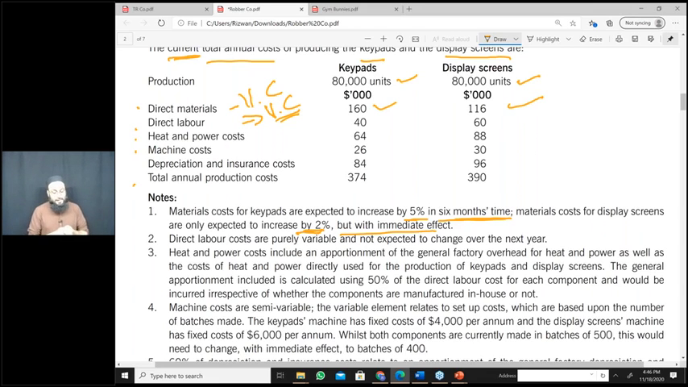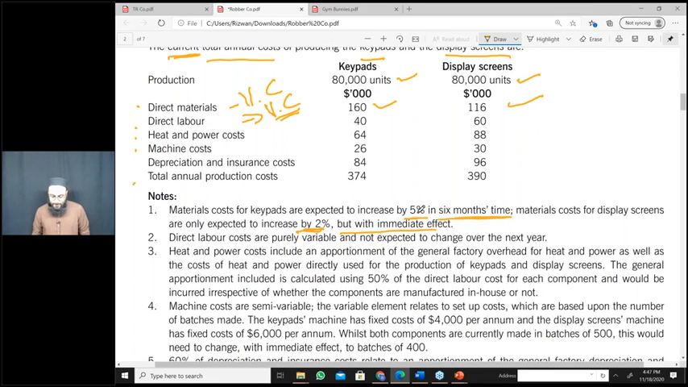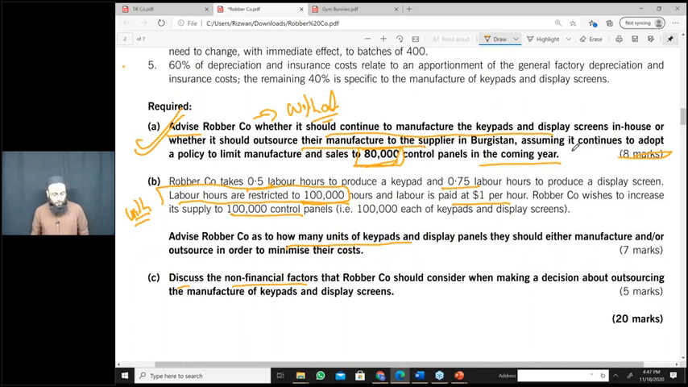The adjustment is that the material cost for keypad will increase by 5%, but not in the first 6 months. It will increase by 5% in the next 6 months, whereas the material cost of the display screen will increase with immediate effect. Let me quickly check the marks of this first requirement. It's an 8-mark requirement, so I'll tell you the marking scheme as well.